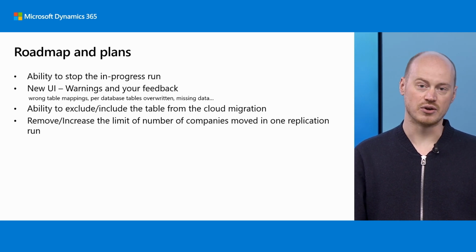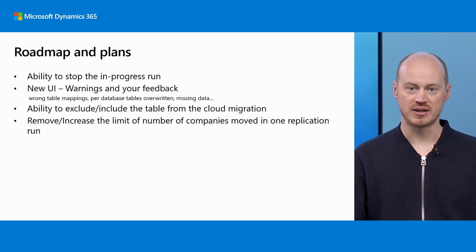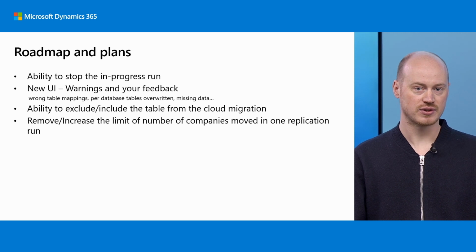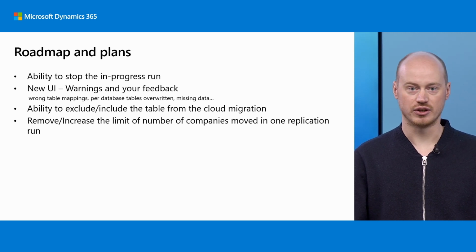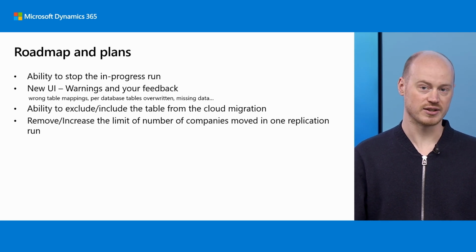Today, there's no easy way to stop that replication run. You'd have to kill the replication runtime or open a support request. We're working on the ability to stop this in-progress replication run from the Cloud Migration UI. So for the new UI that Nicola demoed earlier, we're looking to expand it with warnings based on your feedback. So in addition to the warnings that Nicola showed earlier, we're planning to add warnings for table mappings that are set up wrong, when per database tables are overwritten, or when data is missing.